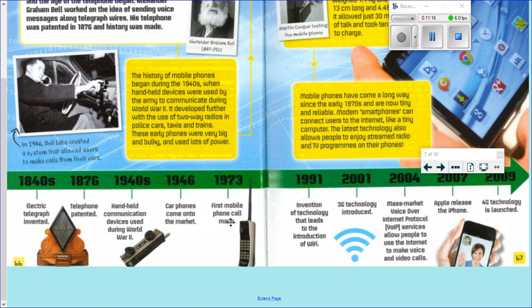1973, first mobile phone call was made. In 1991, the year Miss Hendy was born, invention of technology that leads to the introduction of Wi-Fi. 2001, 3G technology introduced. Okay, so that's thinking about internet on your phones. 2004, mass market voice over internet protocol services allow people to use the internet to make voice and video calls.